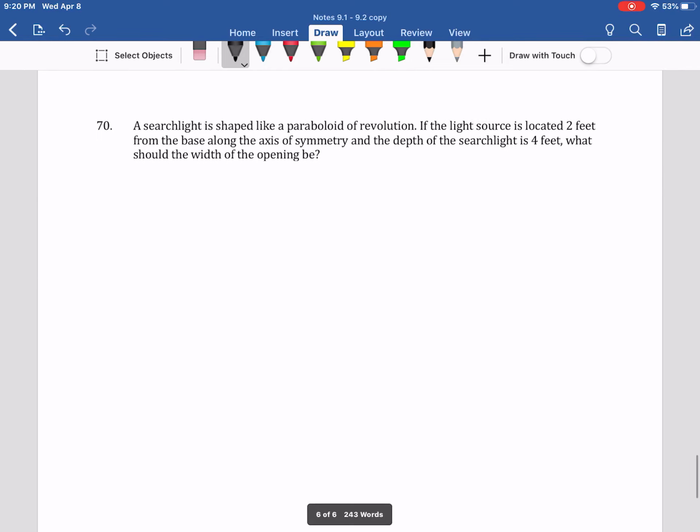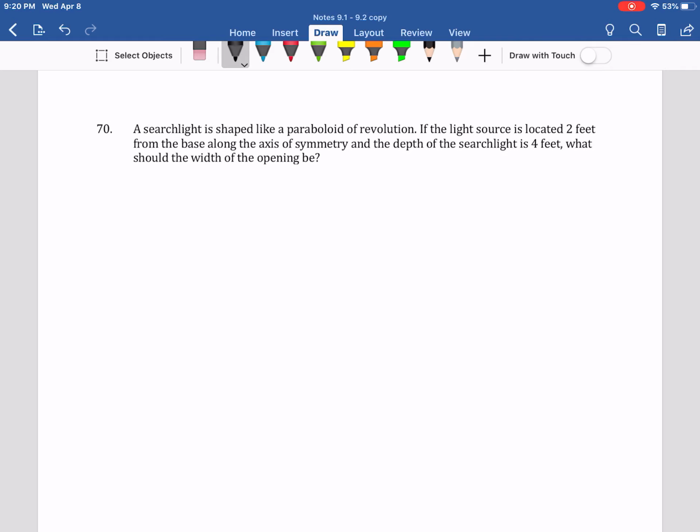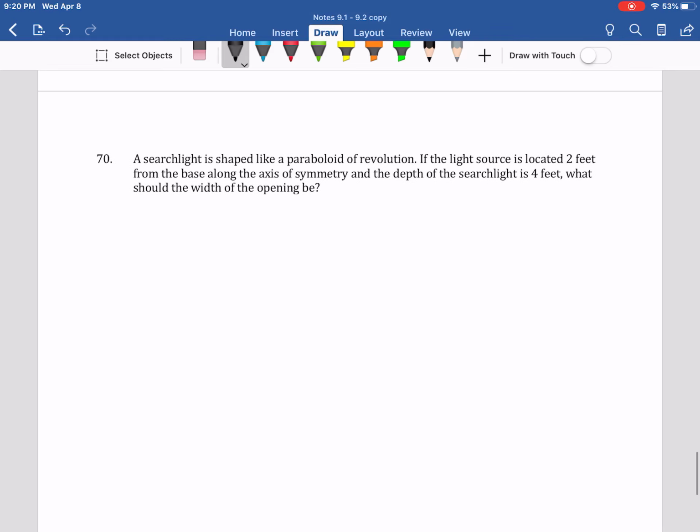A searchlight is shaped like a paraboloid of revolution. If the light source is 2 feet from the base along the axis of symmetry and the depth of the searchlight is 4 feet, what should the width of the opening be? So I'm going to start with a picture, just like I did before. Do you want to make it more interesting? Let's just change it up a little bit. My searchlight is going to open this way. Actually, it doesn't go on forever, does it? There.